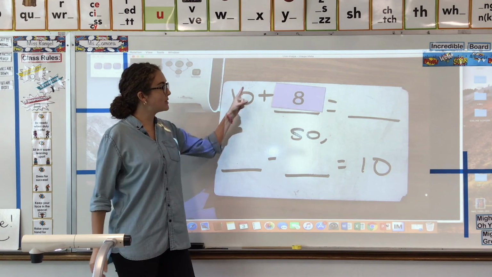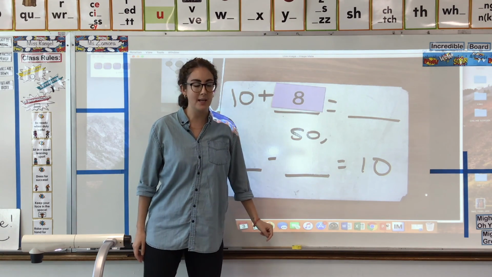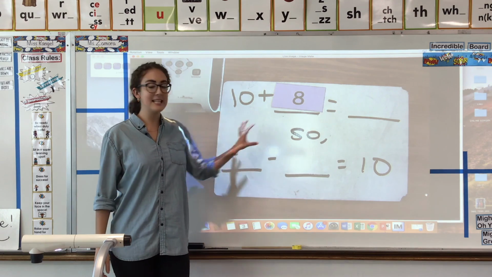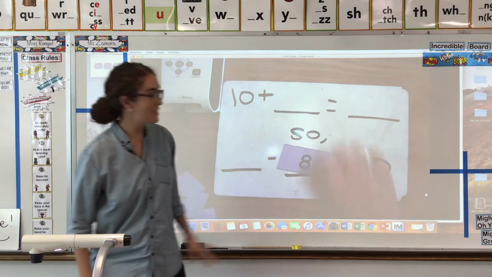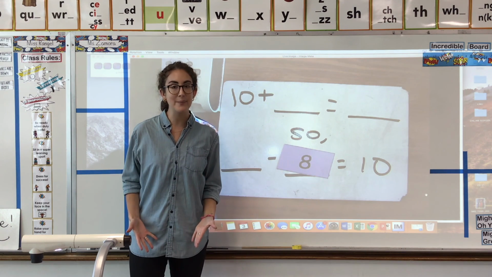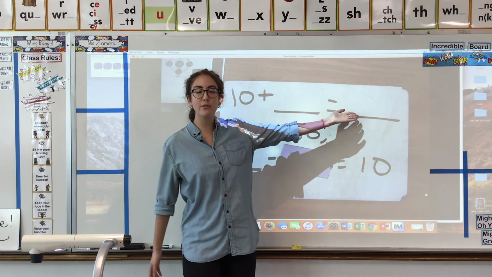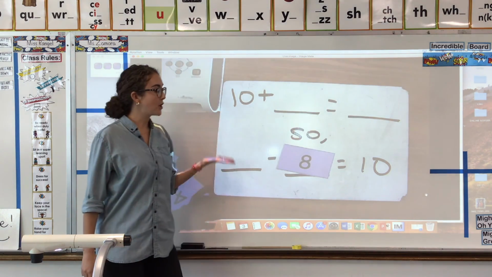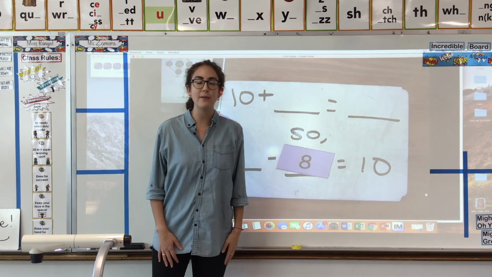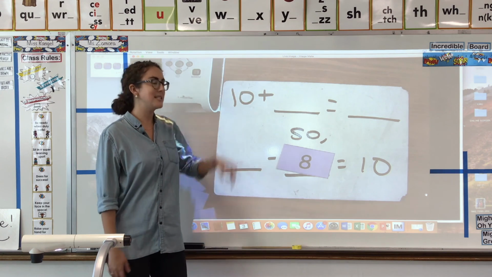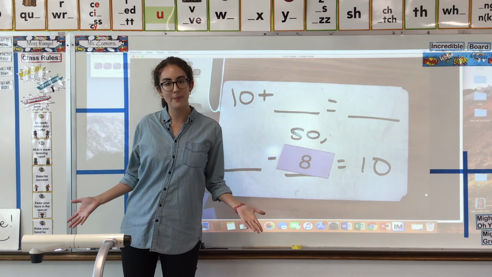So if we know 10 plus 8 equals 18, 18 minus 8 is going to equal 10. We're going to use our answer from our first problem and start off with that, but take the ones away and get left with the tens, which is exactly what we started with.